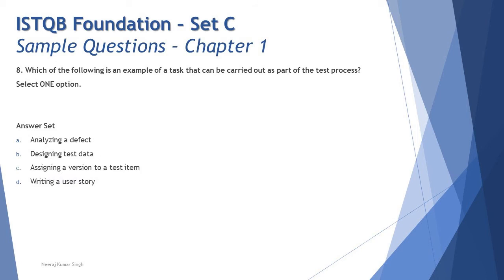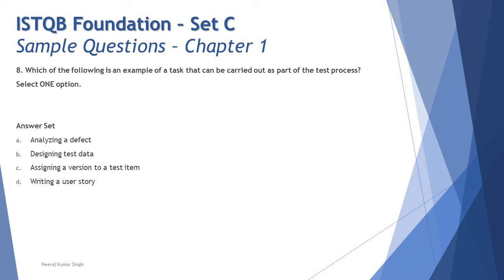Jumping into the next question, which is question number 8. Which of the following is an example of a task that can be carried out as a part of the test process? Pretty much straightforward, talking about the test process activities and what we can look forward to as an option here. A, analyzing a defect. B, designing test data. C, assigning a version to a test item. D, writing a user story.